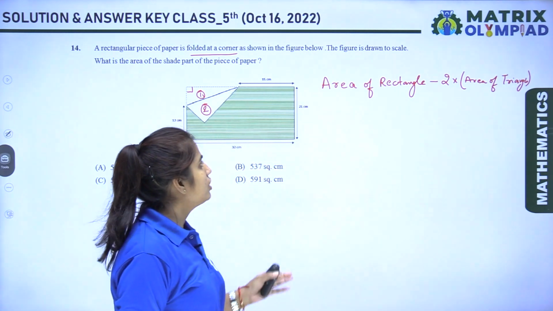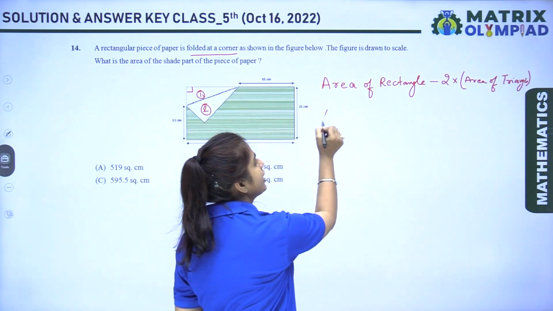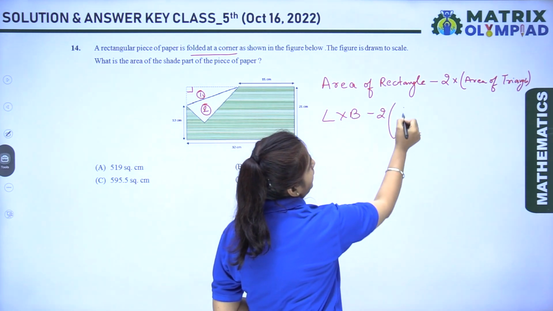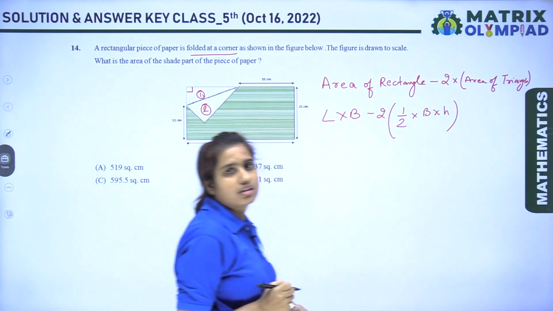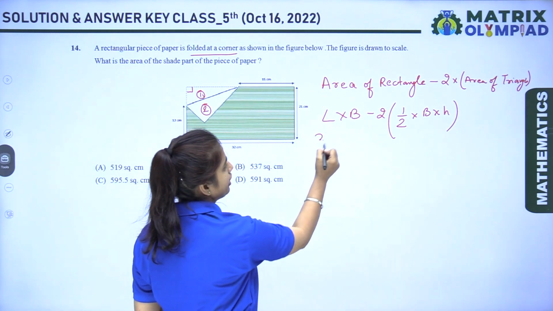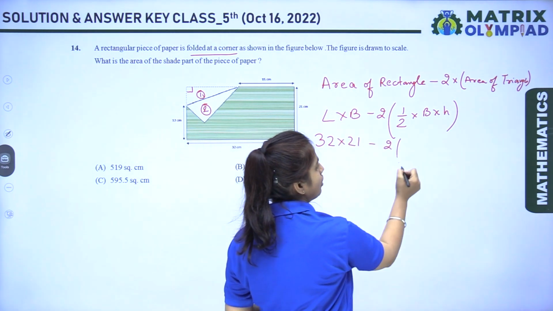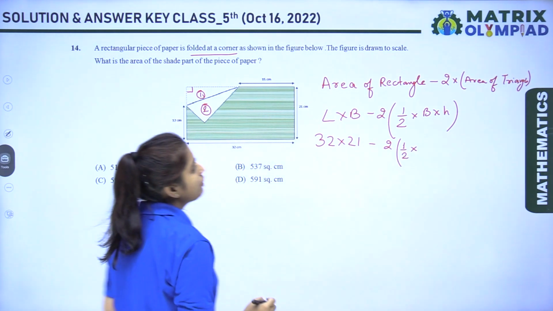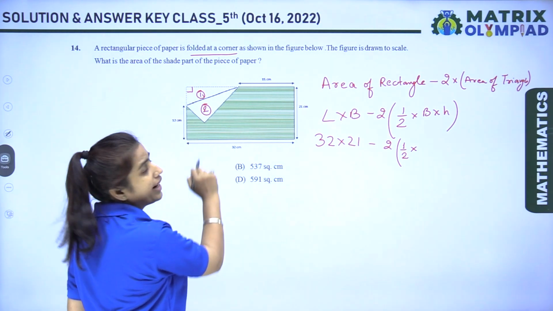It is a direct question. We already know that the area of a rectangle is length multiplied by breadth, and the area of a triangle is half into base into height. So the area of the rectangle will be length into breadth, that is 32 multiplied by 21, minus 2 multiplied by 1 by 2 multiplied by base. Now, what is the base here? Let's find the base first.